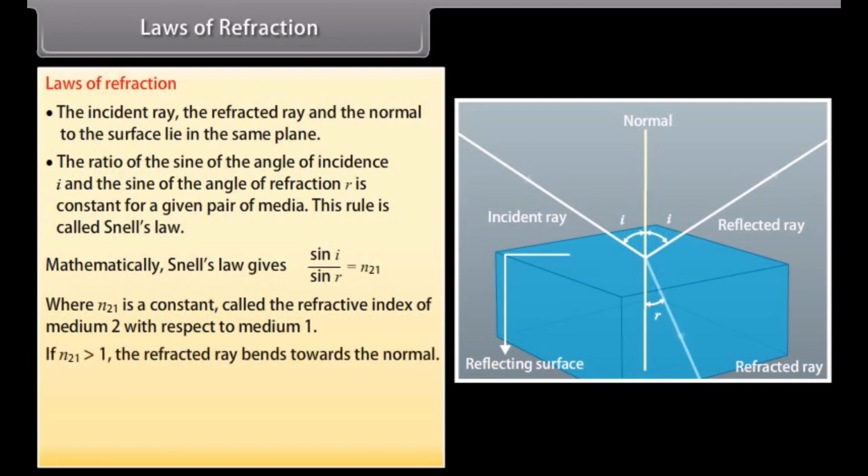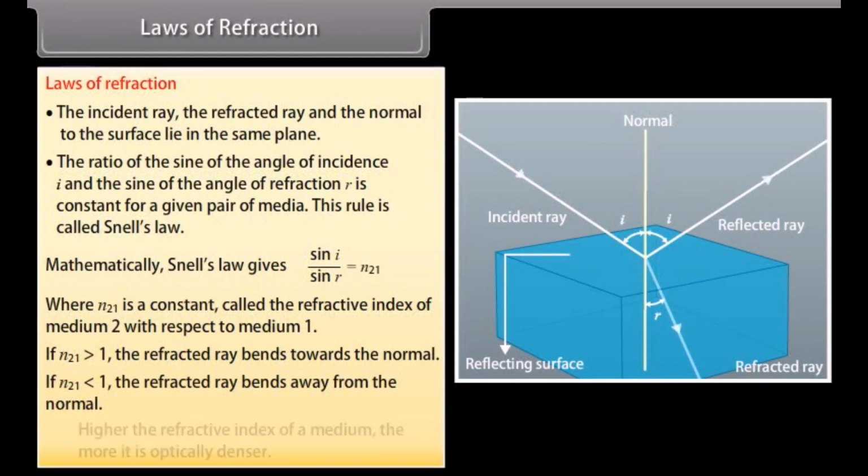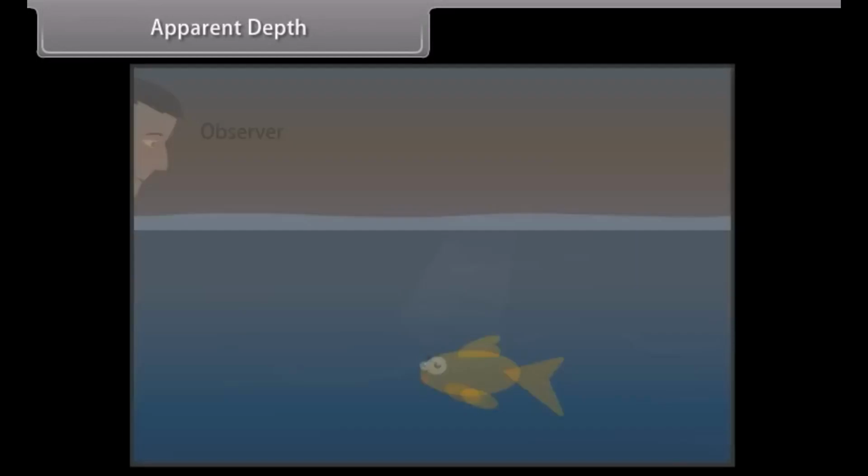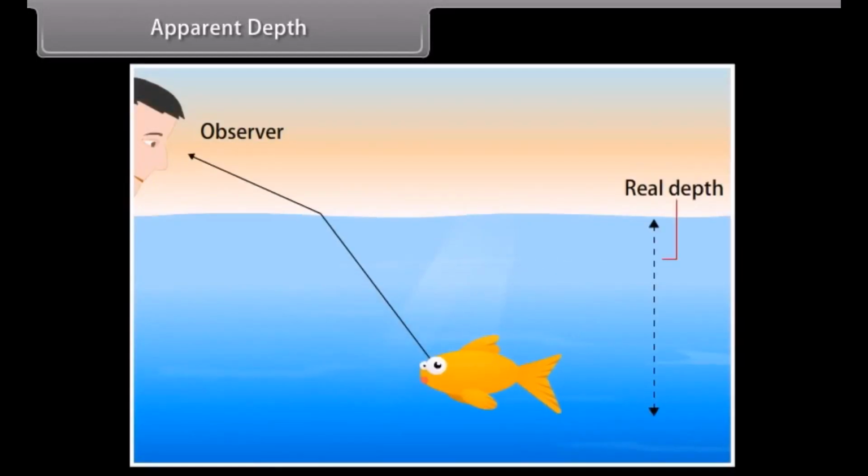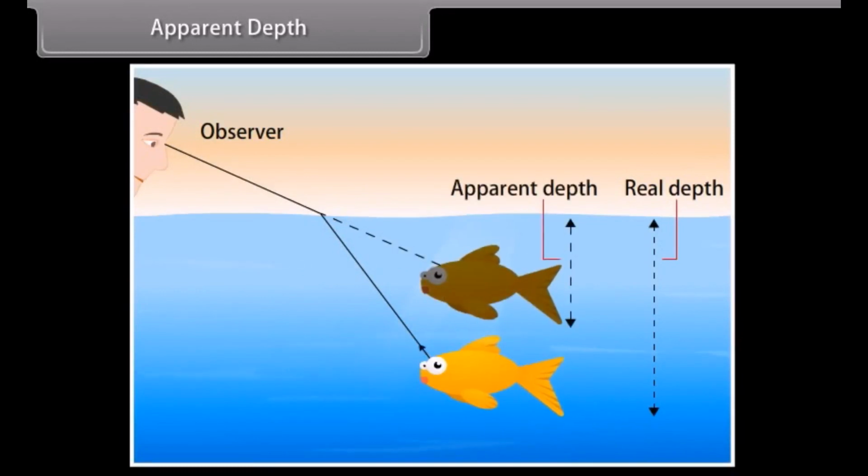If n21 is greater than 1, the refracted ray bends towards the normal. If n21 is less than 1, the refracted ray bends away from the normal. The higher the refractive index of a medium, the more optically dense it is. Apparent depth. Due to refraction, an object in another medium, say in water, appears to be raised.